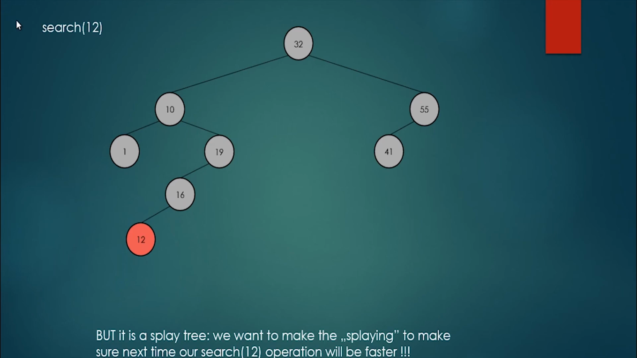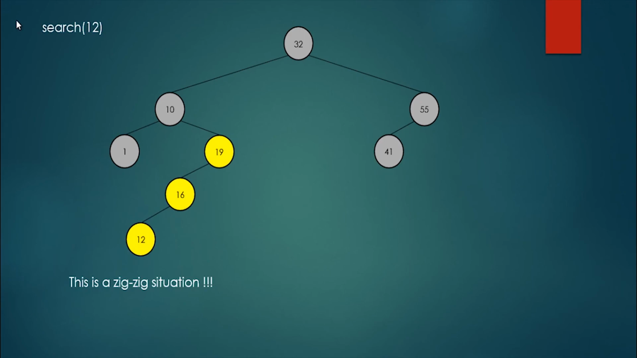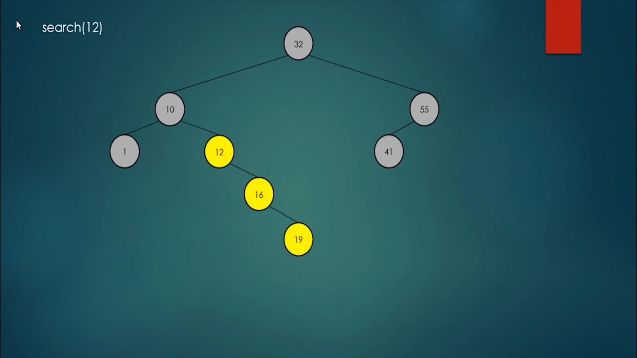Yeah, it is a splay tree, as I said earlier, and we want to make the splaying to make sure that the next time our search for 12 operation will be faster. So this is a zigzag situation, so if we want to make sure that the 12 node will be the root, we have to come to the conclusion that this is a zigzag situation. So we have to make a right rotation and a right rotation again.